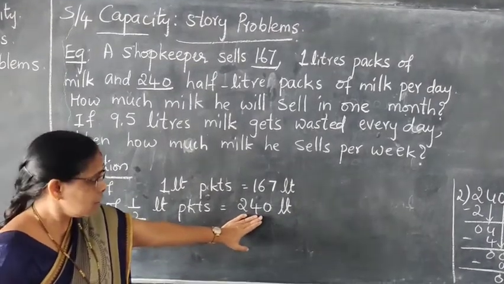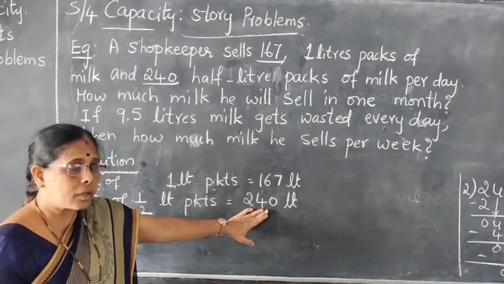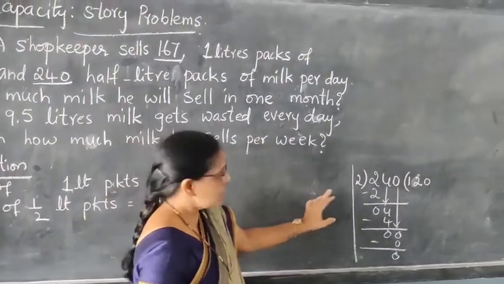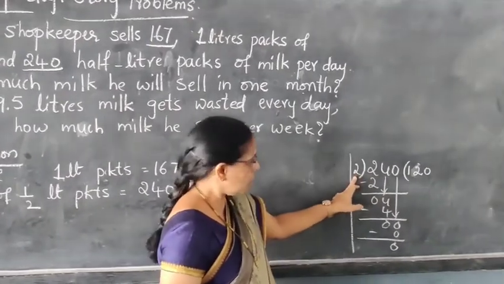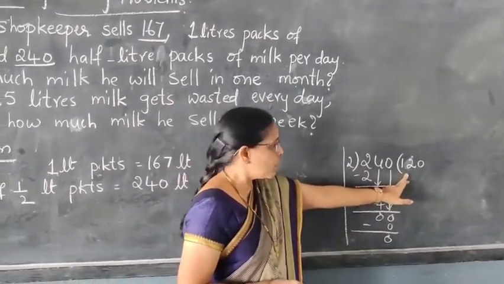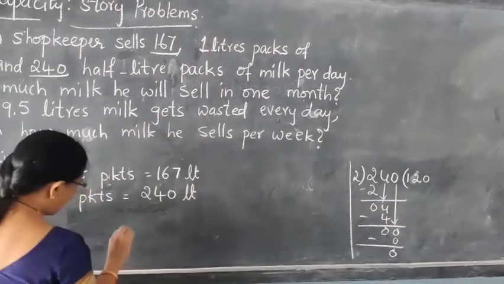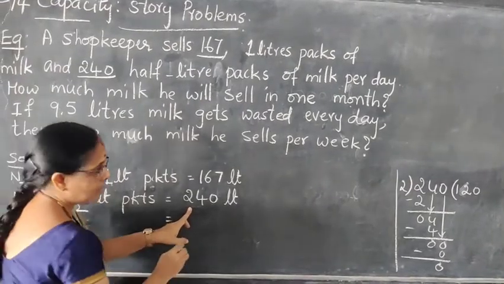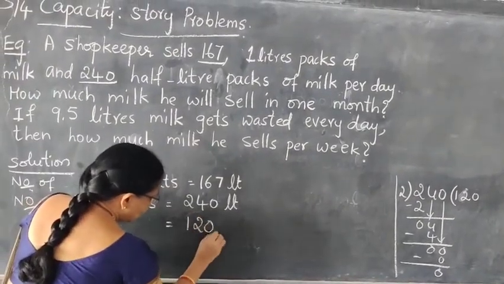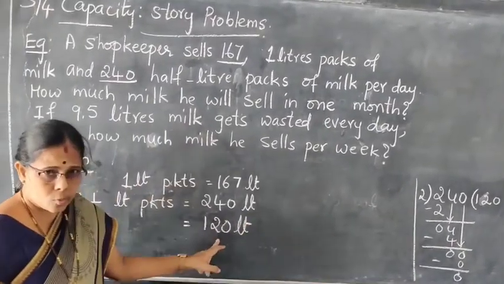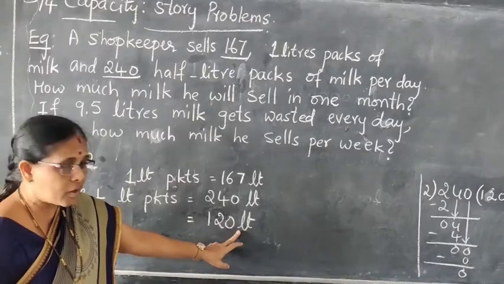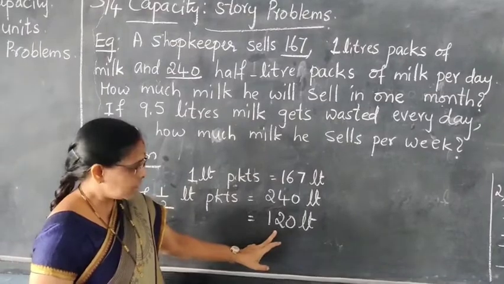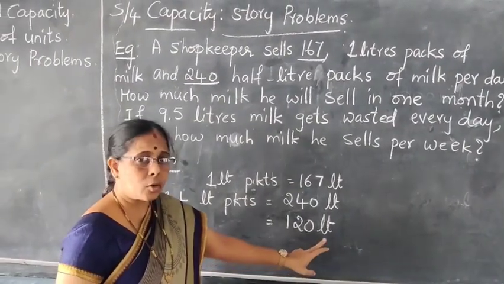When you are converting half liter packets into 1 liter packets, you have to divide by 2. So 240 divided by 2, after dividing, how much do we get? 120. So now we converted the 240 half liter packets into 1 liter packets. After converting, how many did we get? 120 one liter packets.